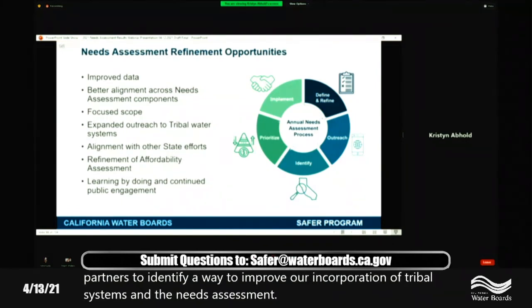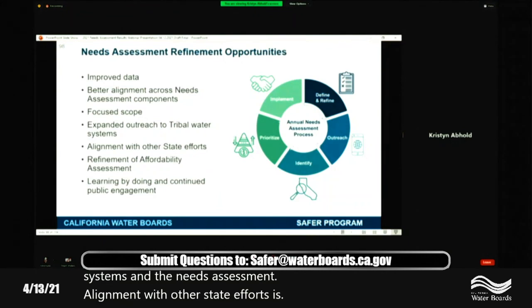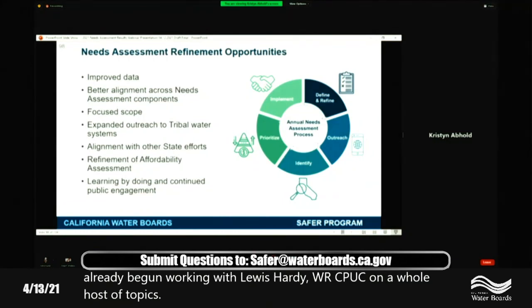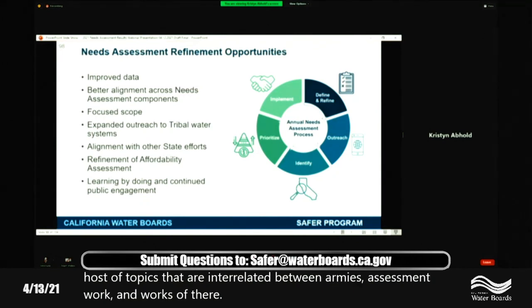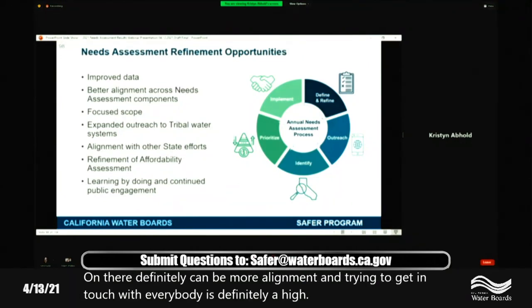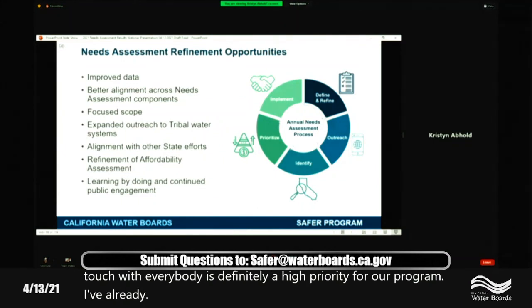Alignment with other state efforts is critically important. We've already begun working with OWIHA, DWR, and CPUC on a whole host of topics that are interrelated between our needs assessment work and the work that their programs are undertaking. There definitely can be more alignment, and trying to get in touch with everybody is definitely a high priority for our program. I've already spoken about the refinement of the affordability assessments. I'm going to skip over that one.